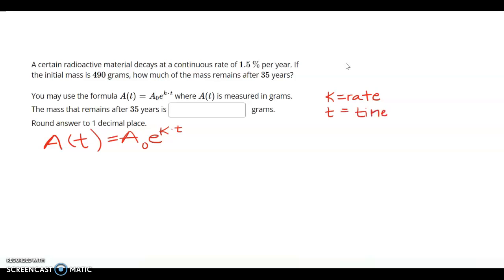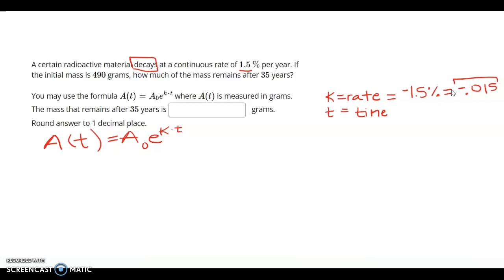Now, notice something about the rate. It's a continuous rate of 1.5%, but notice that it's decaying at 1.5% per year. So what this means is it's like a negative 1.5% because it's decaying. And so when we put this into a decimal, we've got to move that decimal over to the left twice, so it'll be negative 0.015. This is probably the most common error people make, so make sure you notice that it does say decay, and so it's got to be a negative number.